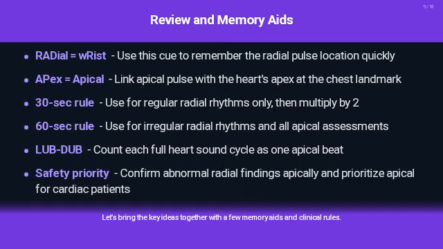Finally, keep the major safety rule in mind. If the radial pulse is abnormal or irregular, confirm it apically. Also prioritize apical assessment for infants, cardiac patients, and patients receiving cardiac medications such as digoxin. If you remember the site, the timing rule, and when to choose the more accurate central method, you will make safer nursing decisions. These simple cues help turn memorization into clinical judgment at the bedside.